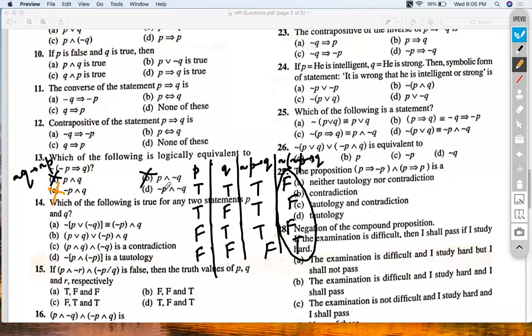Now, false and false is false. That is matching. True and false is false and true. That is matching. True and false, false is again matching. This is matching. So D is the option actually. Clear? Do you want me to do it separately in some different page or is it understood from here? Understood, sir. Okay.